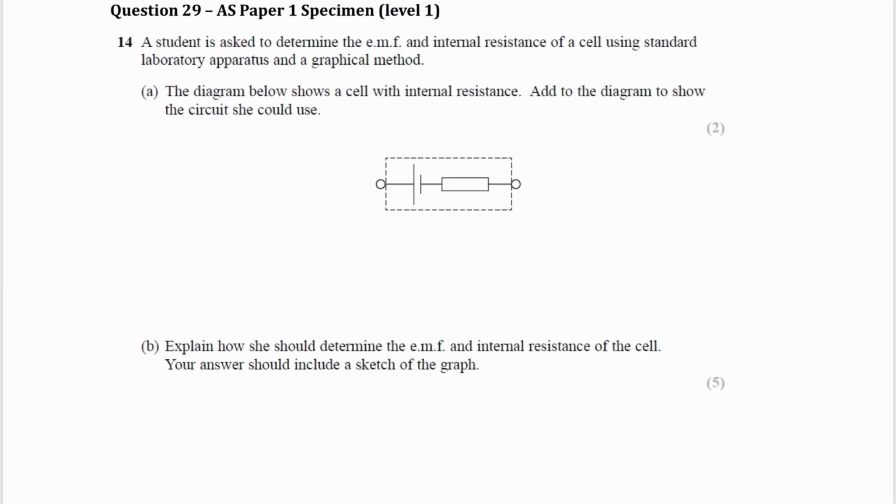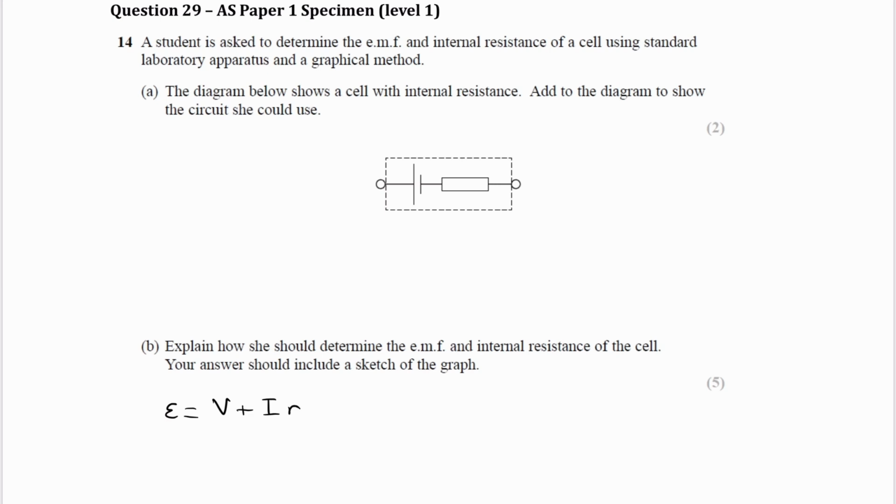And then we want to talk about the actual experiment behind that. So how would we use a graph to do so? And what would be our method? So if we first think of the equation EMF is equal to terminal potential difference plus current in our circuit multiplied by the internal resistance.